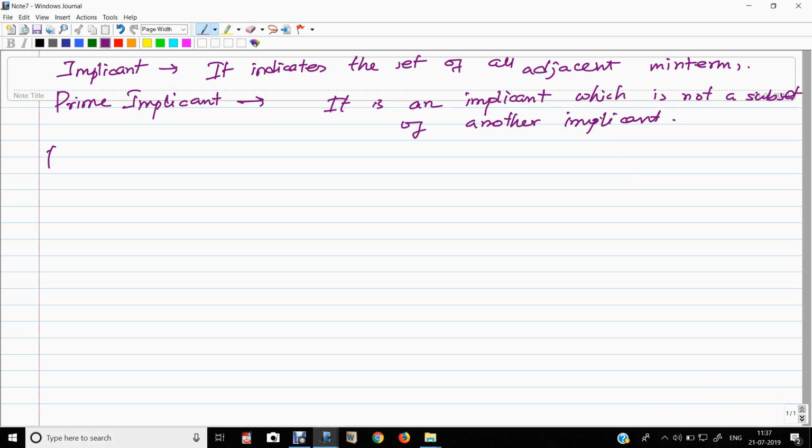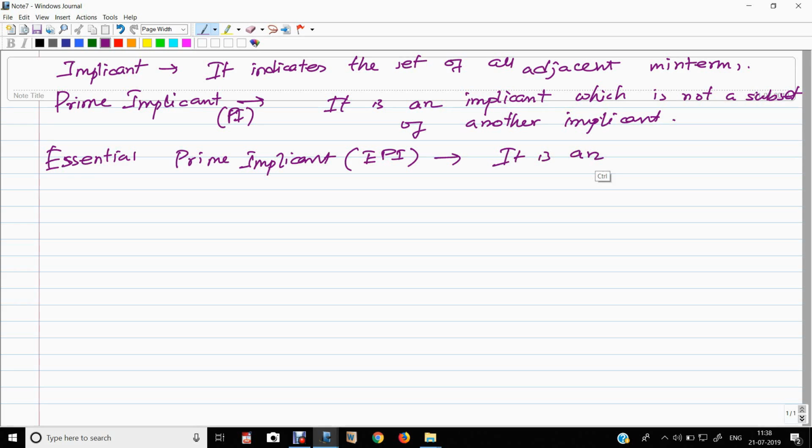Okay, now one more definition is essential prime implicant. In short, we can write EPI, and this will be our PI. So what will be the definition? It is a PI which covers min terms exclusively.